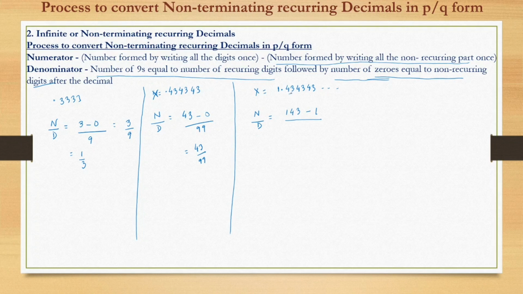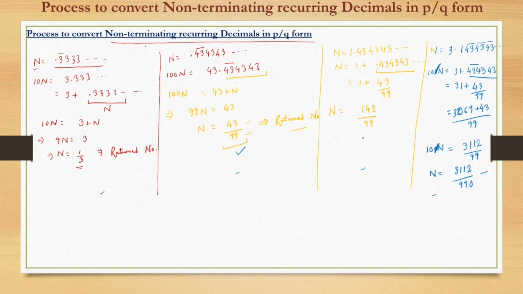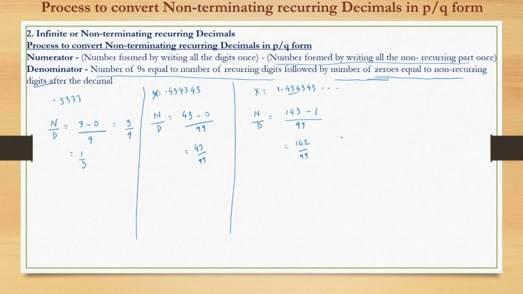Now, the number of nines should be the same as the number of recurring digits. The number of recurring digits is 2. So we have two nines. Should we have zeros? For zeros, we should have some non-recurring digits after decimal. Do we have any non-recurring digits after decimal? No. So we have no zeros here. So it becomes 142 by 99. This is the same as what we had got before, 142 by 99.